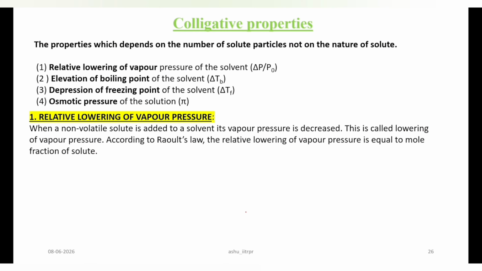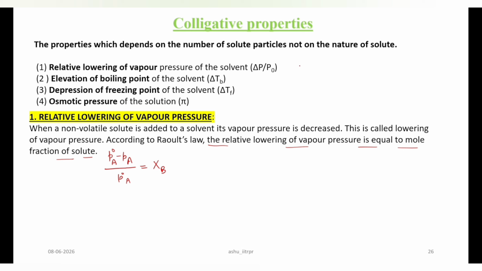So let us begin with the first colligative property, which is relative lowering of vapour pressure. We have discussed relative lowering of vapour pressure. According to Raoult's law, the relative lowering of vapour pressure is equal to the mole fraction of the solute. This is the statement of Raoult's law. If I have to write it in mathematical form, I can write (P naught A minus PA) divided by P naught A. This is the relative lowering of vapour pressure, which is equal to what? Mole fraction of B, that is psi B.